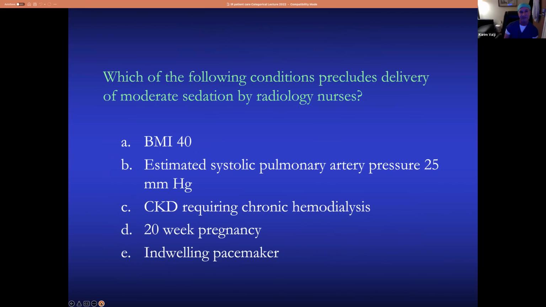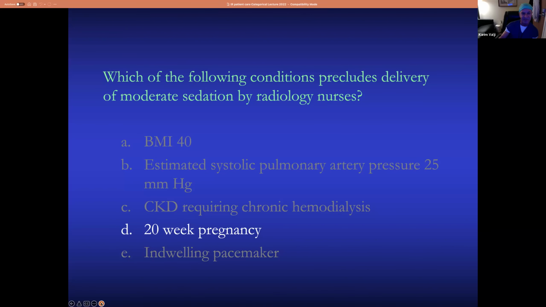So here's an example. Which of the following conditions precludes moderate sedation by the radiology nurses? BMI of 40, pulmonary pressure of 25, chronic kidney disease, patient on hemodialysis, 20 weeks pregnant, or an indwelling pacemaker. Which of those can radiology nurses not provide sedation for? Answer is 20 weeks pregnancy.